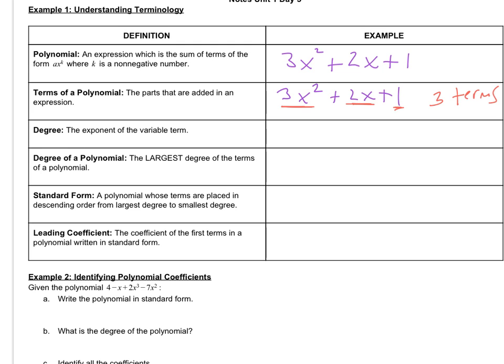The next definition is degree, and degree is the exponent of the variable term. If I have, for example, 3x to the 5th, then what I'm looking at as my degree is this exponent on the variable, which is a 5. So 5 is the degree.